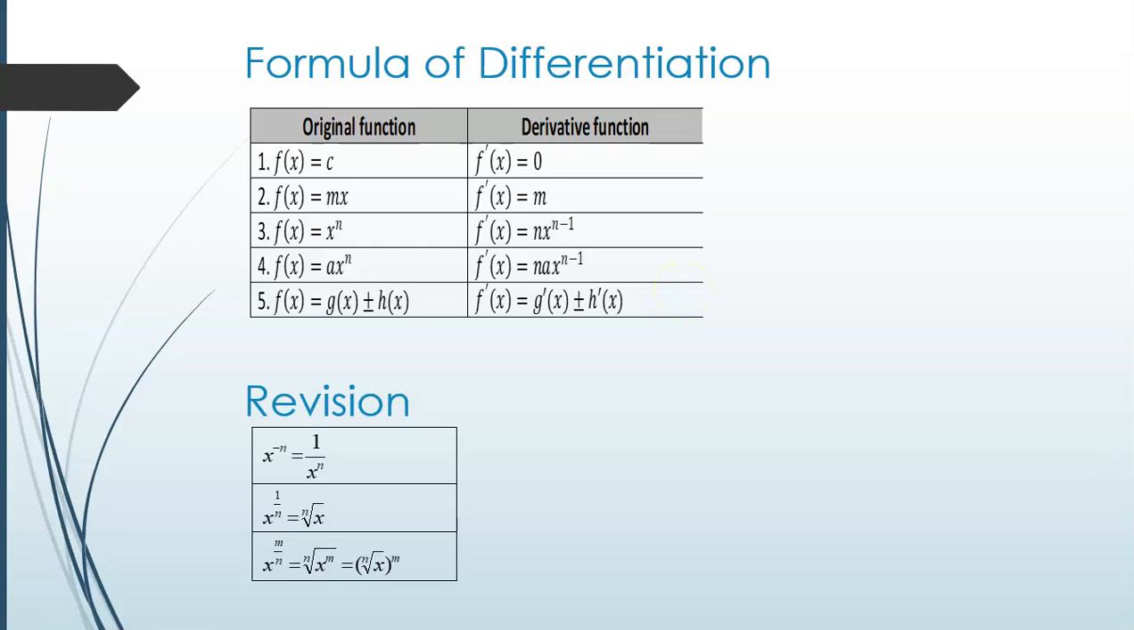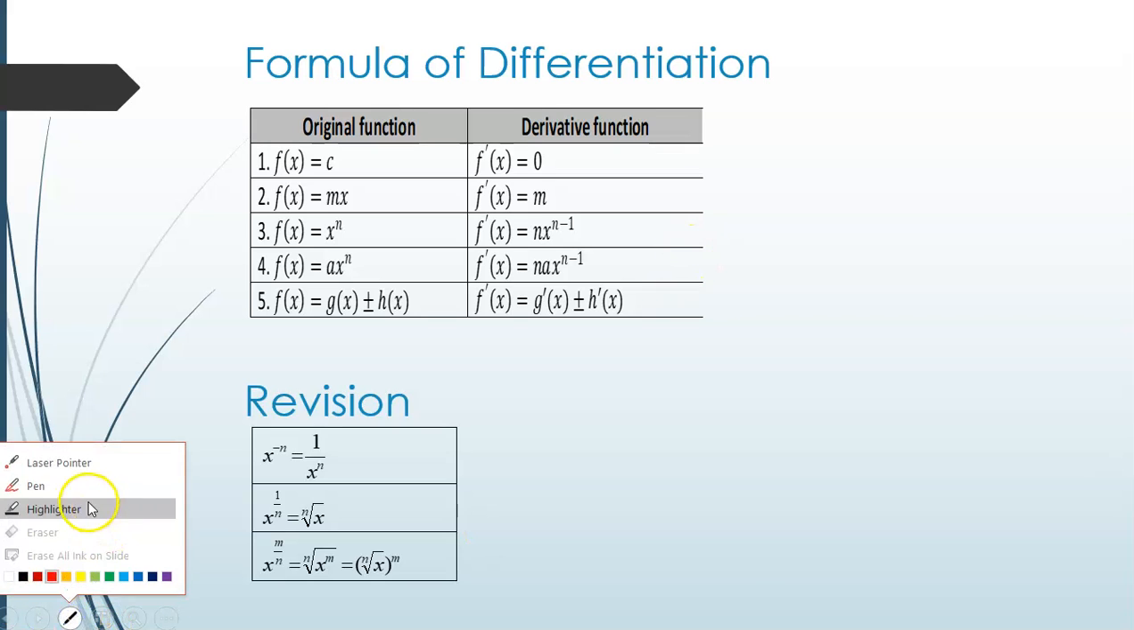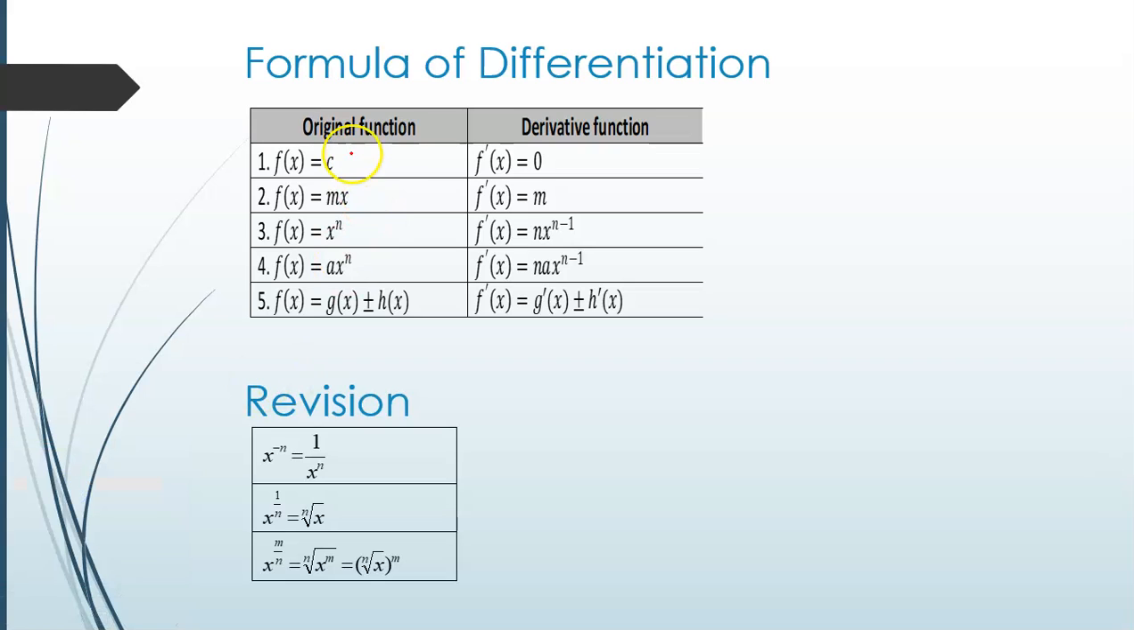Now let's continue our lesson on the topic 3.1.7 and 3.1.8, the differentiation. Here are the formulas of differentiation. First one, if f(x) is a constant, the derivative of f(x) is equal to 0. Now here the constant can be a number. The constant can also be a letter, for example, pi.